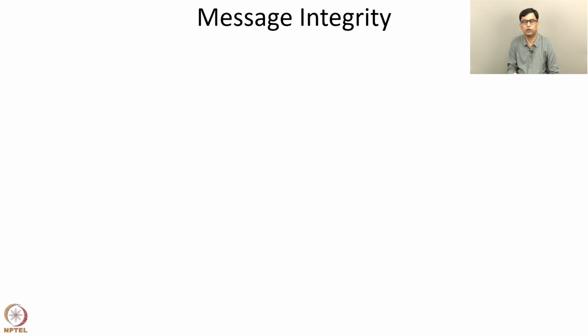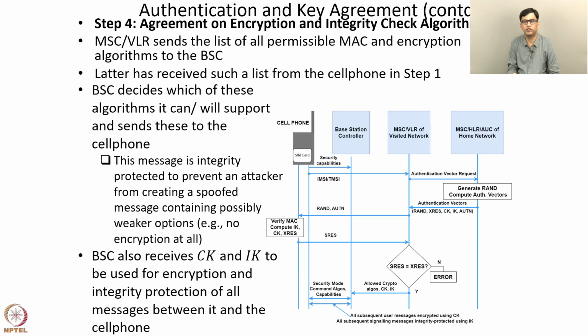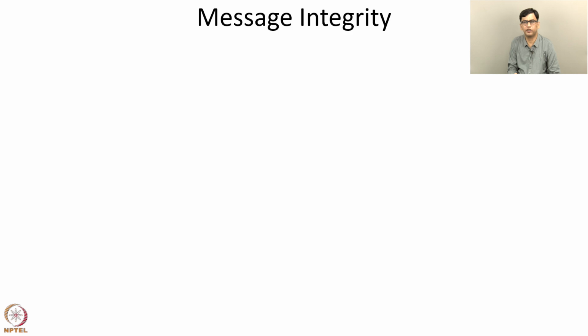So we have seen how authentication and key agreement takes place. What about the messages that are exchanged between the cell phone and the BSC after the authentication and key agreement phase? So we should encrypt them and provide message integrity for them. So we now discuss the message integrity and encryption processes. So we start with message integrity.